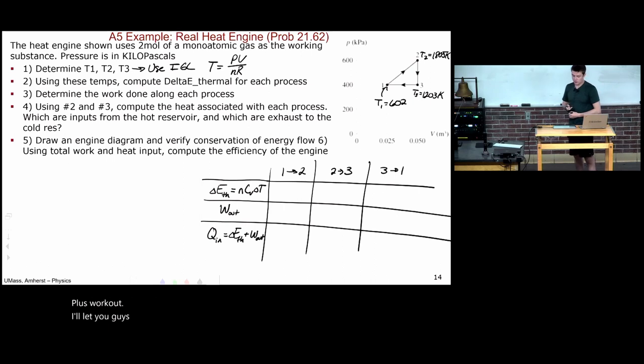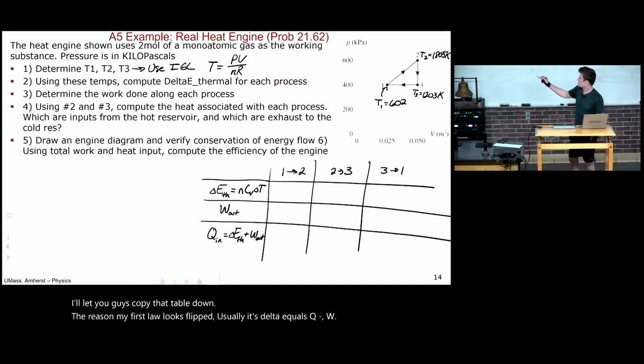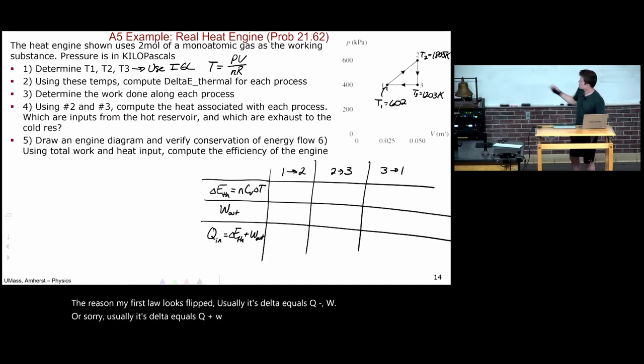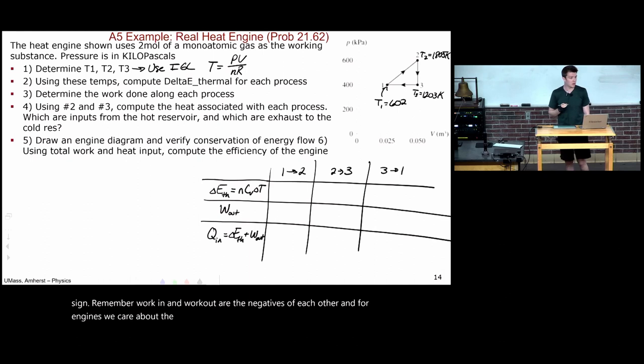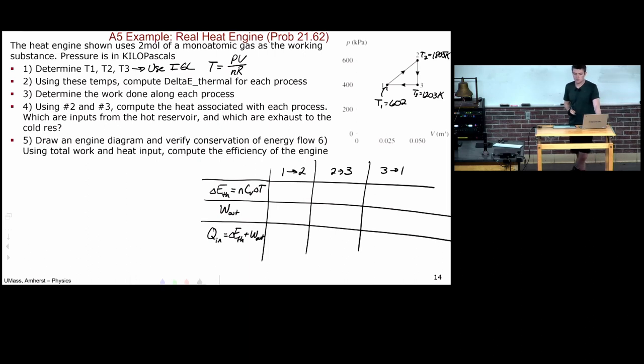I'll let you guys copy that table down. The reason my first law looks flipped: usually it's delta E equals Q minus W, or delta E equals Q plus W, so shouldn't I have a minus sign? Remember, work in and work out are the negatives of each other. And for engines, we care about the work outputted along each process. So I'll let you guys copy down. I know it's a complicated diagram plus table.